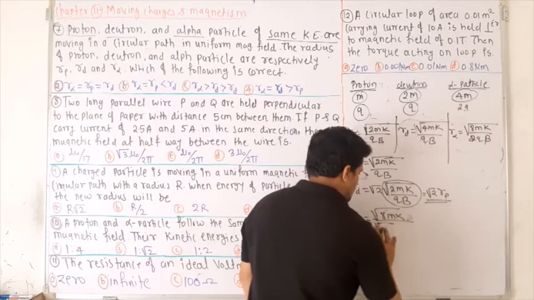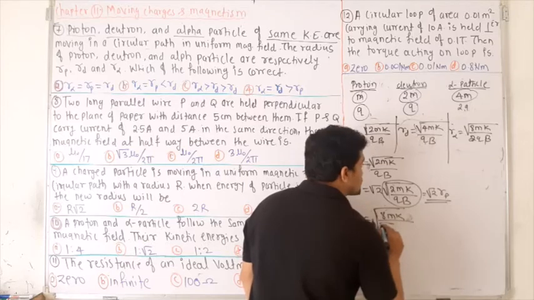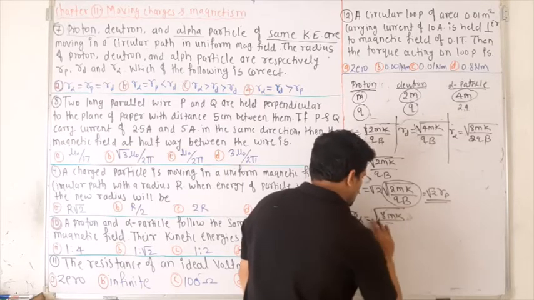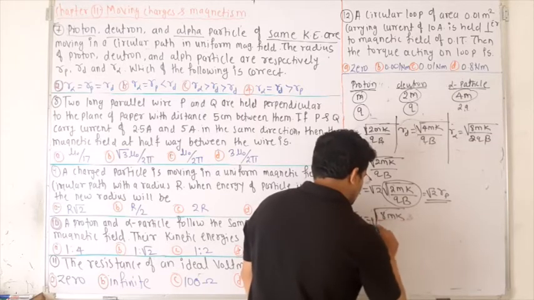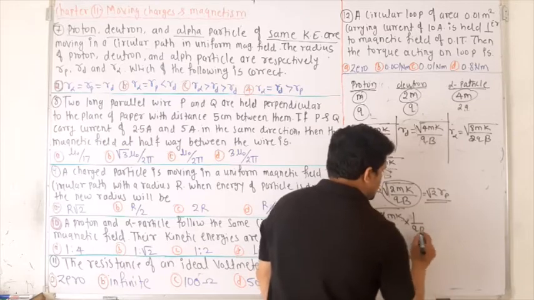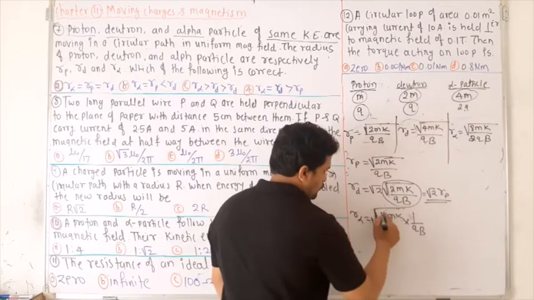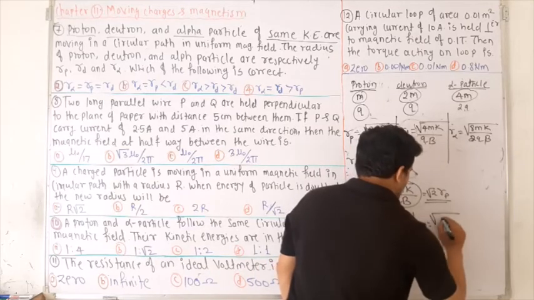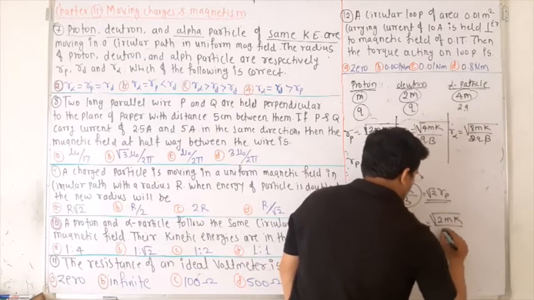Under root of, so okay, I will take it under root, it becomes 4. Let it be only under root 4. Then multiply by this qB as it is, that is outside. So 4 2s are 8, so you will get the same thing. So it becomes 2mK divided by qB.